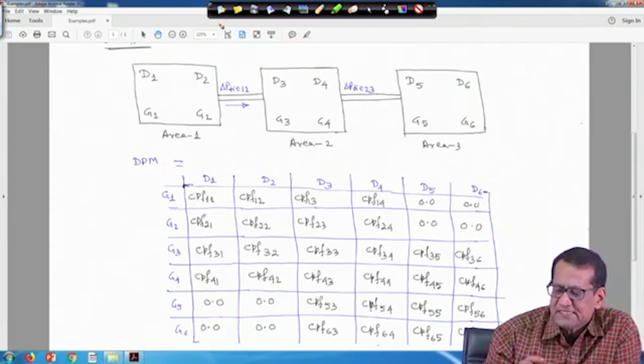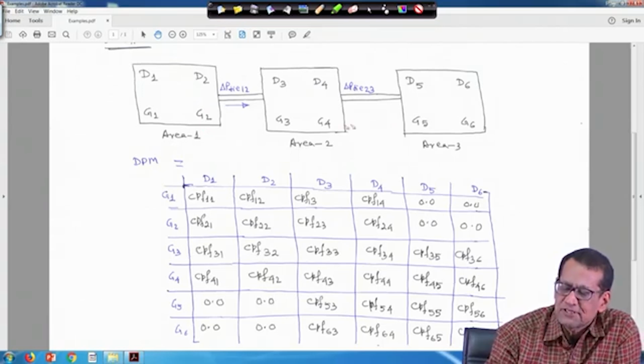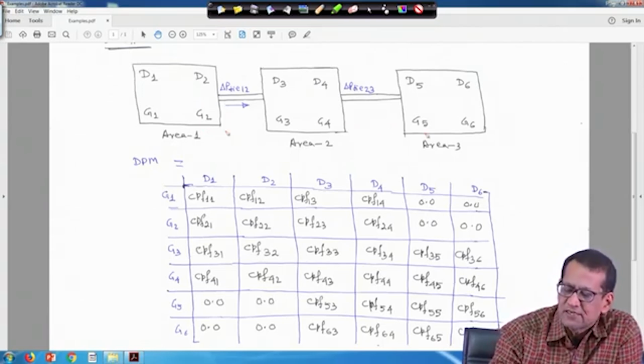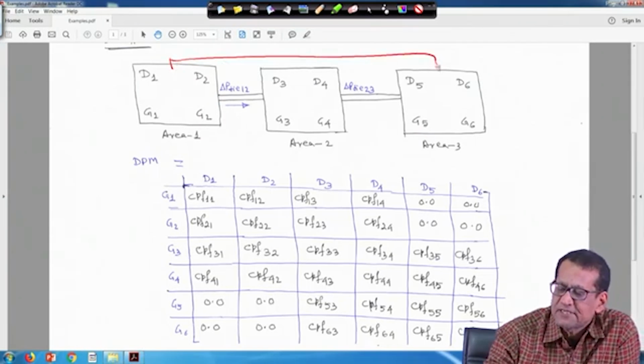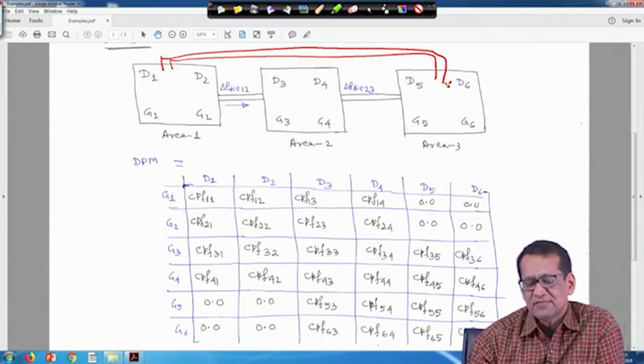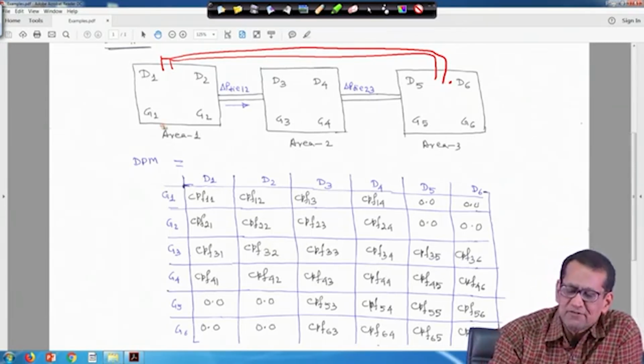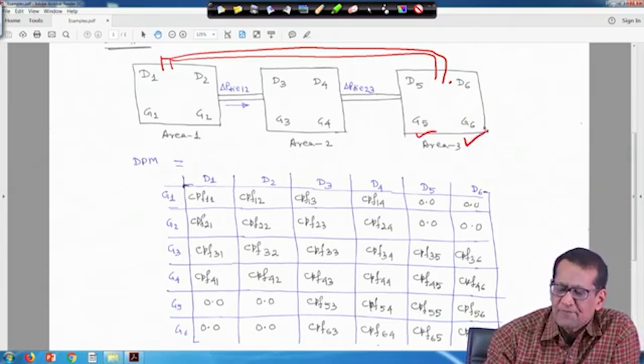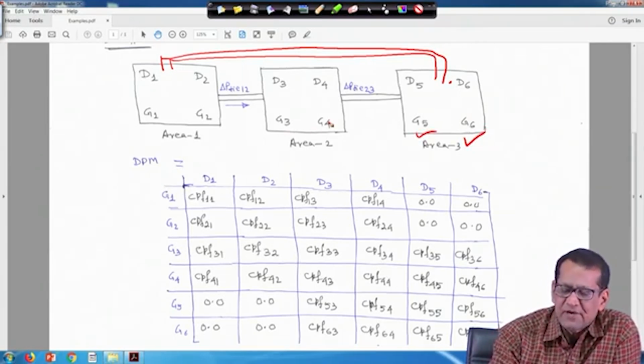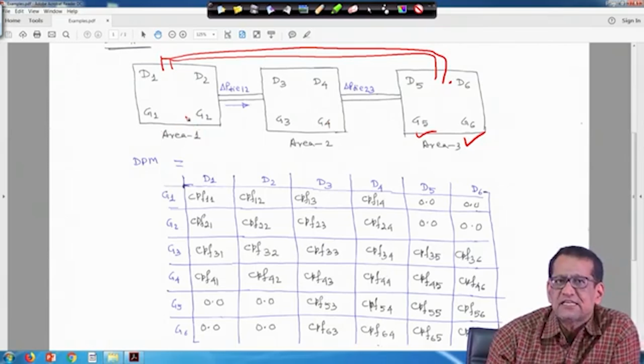Now, suppose it is connected 1 to 2, 2 to 3, 3 to 1. If it is a loop system now, that means every distribution company in any area has the access to contact power with all the GENCOs in other areas. For example, now DISCO 1, DISCO 2 can also contact GENCO 5, GENCO 6, right. So, apart from your GENCO 3 and GENCO 4, and G1, G2 already there, those generators are there in their own area.